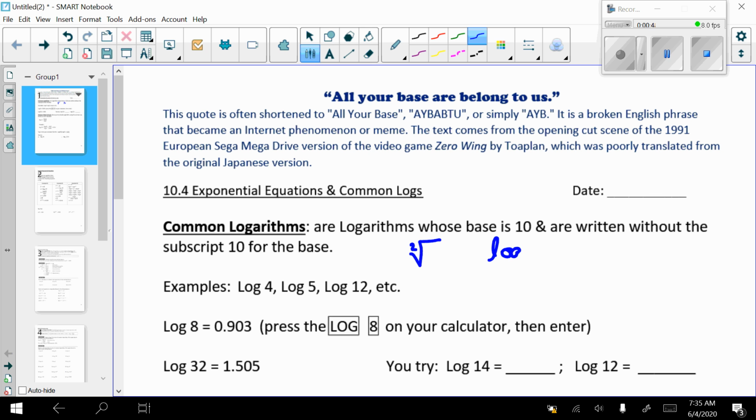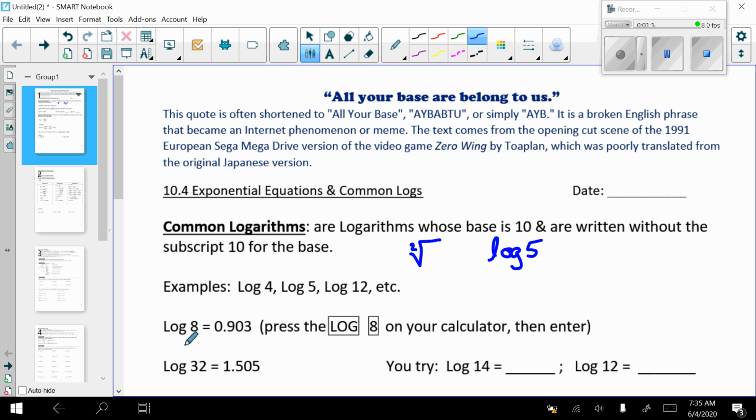We just write log like 5. We don't put the base here. There's no b because we use log base 10 so much. This is the button that's on your calculator. So if you see a log without a base, you know it's the common log, which is log base 10. So things like log of 4, log of 5, log of 12, etc. You don't see the base, so you just assume it is base 10.